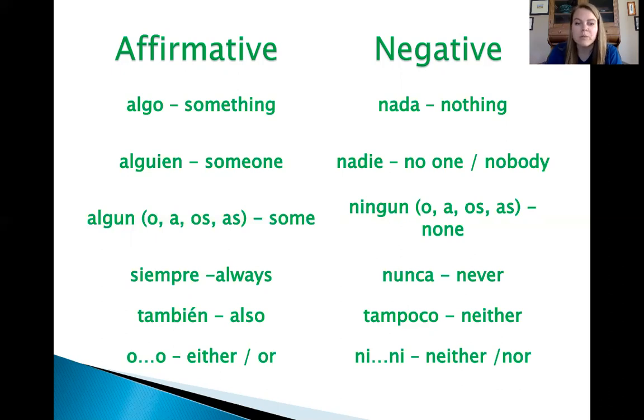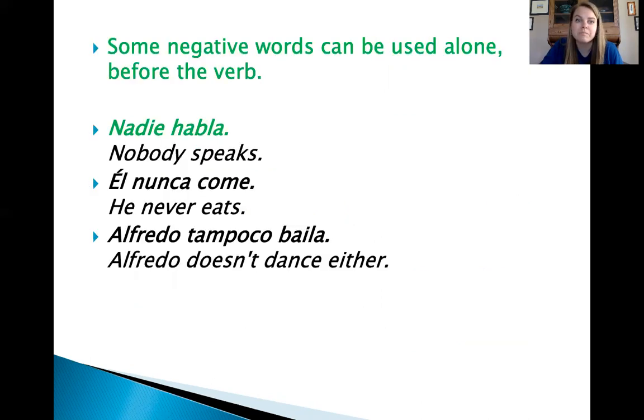Siempre means always, nunca means never, and I actually think that you have seen both of those words before. Same with the next two words. También means also, and tampoco means neither. I think you've seen both of those before. And o means either or, and ni means neither nor. In English, we use either or maybe more than neither nor, but neither and nor would be the negative ones, and either and or would be the affirmative or the positive ones.